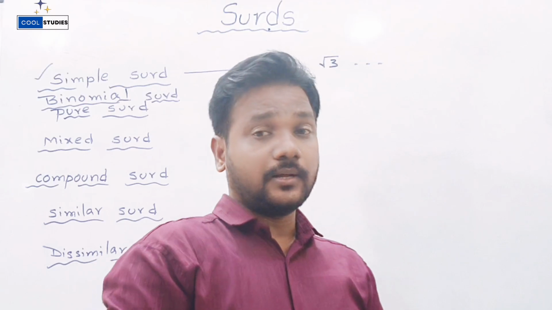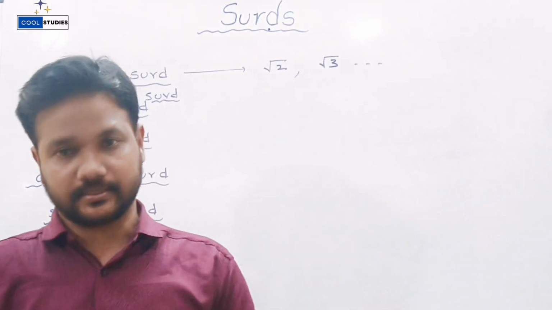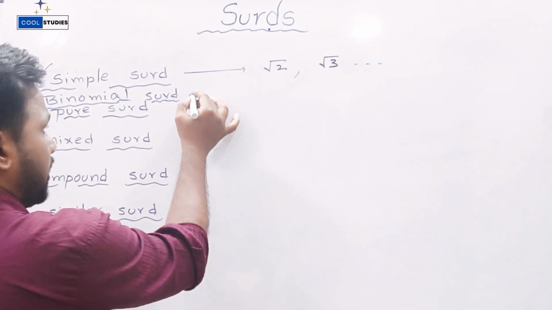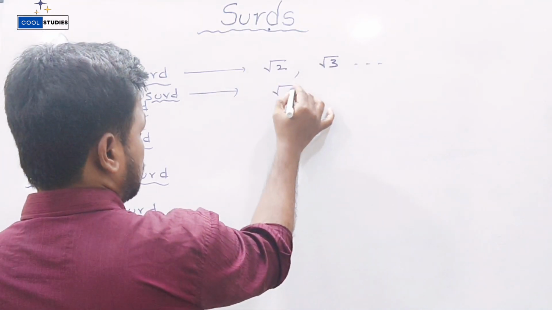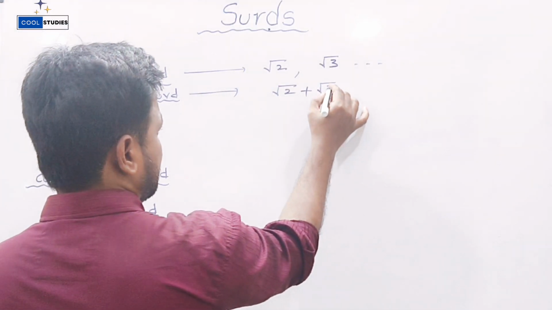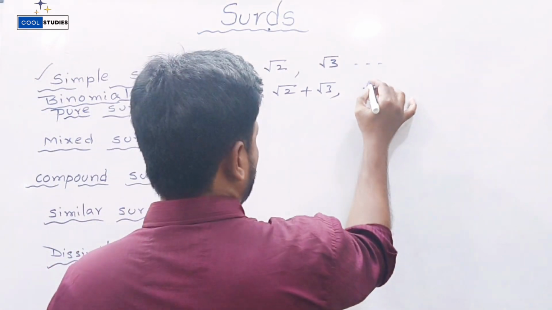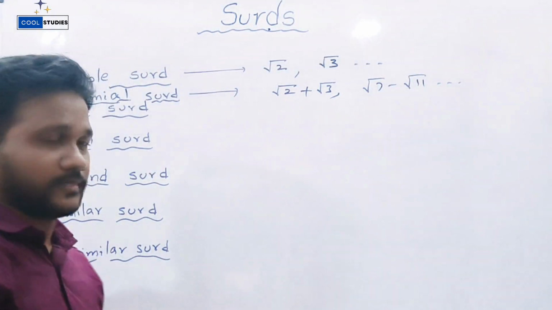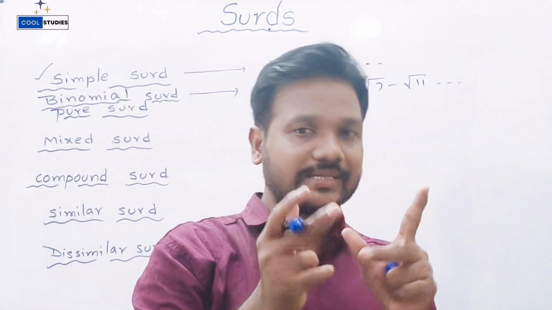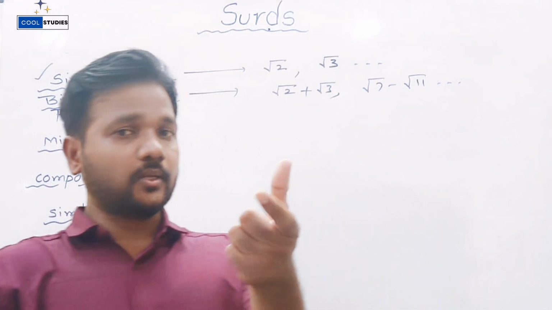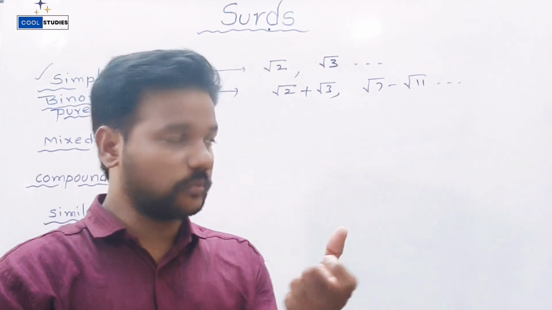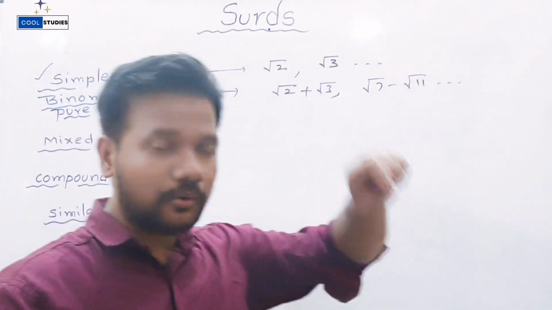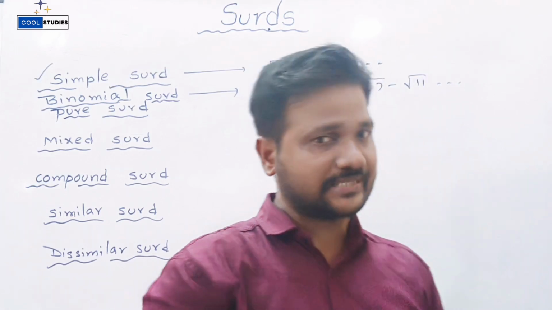Next one, binomial surd. Binomial means the term contains two surds. Let us write an example: root 2 plus root 3, or root 7 minus root 11. It contains two terms, two surds. Binomial means two. A surd that contains two surds is called a binomial surd.